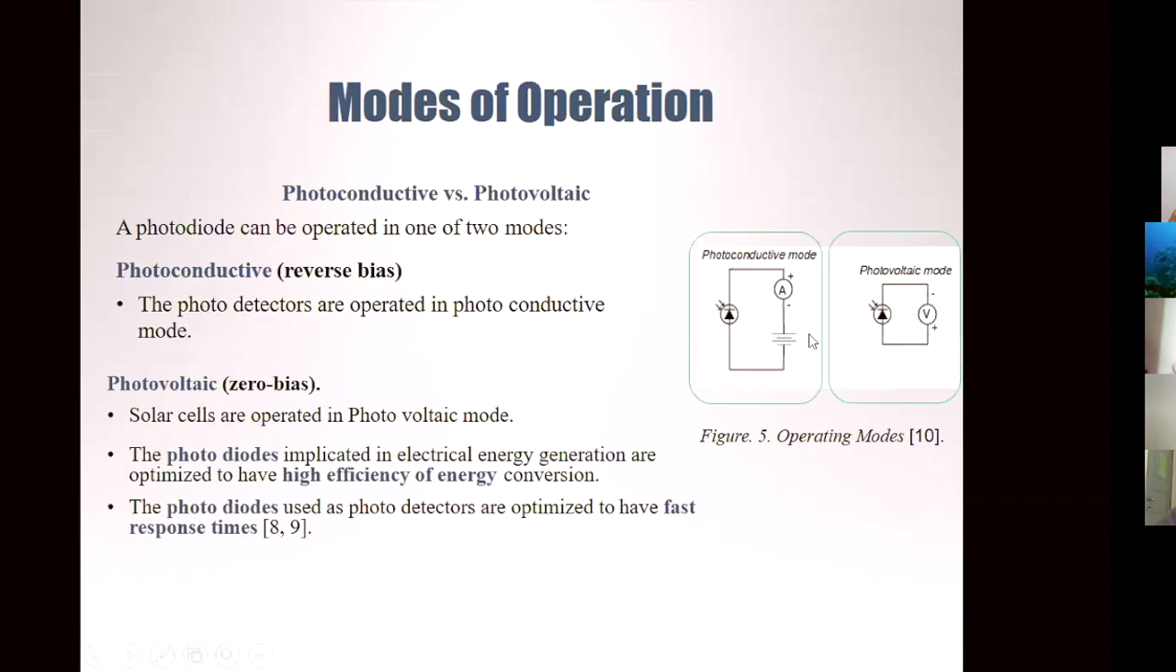So here is the mode of operation. We have two types of operation: photoconductive and photovoltaic. So the photodetectors are operating in photoconductive mode and also photovoltaic mode. If we go to the next slide, we can see photoconductive mode.